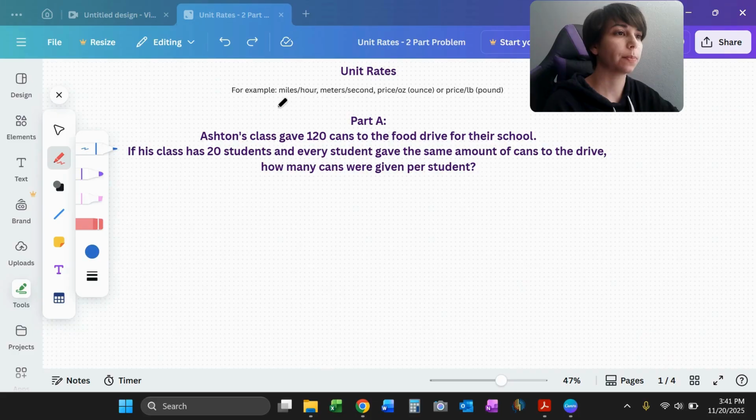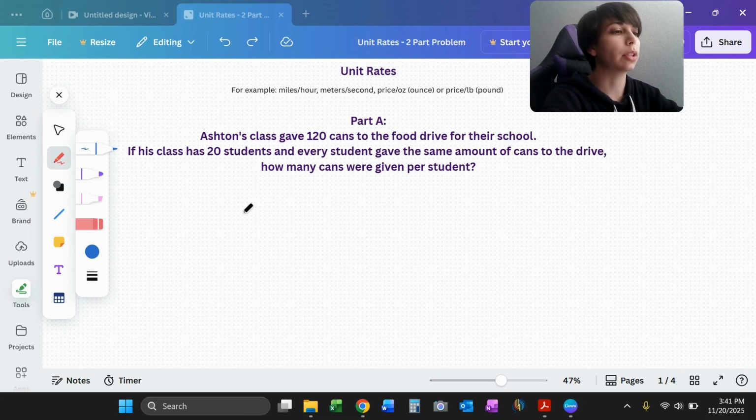Unit rates. Some examples include miles per hour, meters per second, price per ounce, or price per pound. Part A. Ashton's class gave 120 cans to the food drive for their school. If his class has 20 students and every student gave the same amount of cans to the drive, how many cans were given per student?